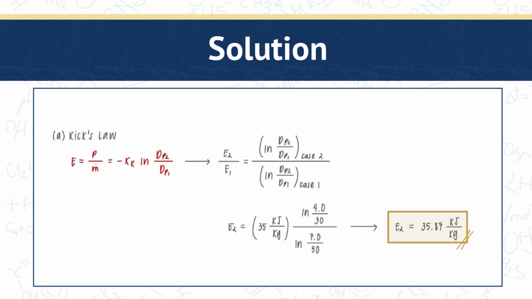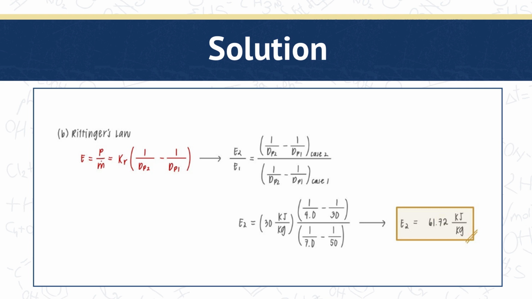Take Kick's law, for example. It is given by this formula. Taking the ratio of energies from case 2 and case 1, the constants cancel out to obtain this equation shown on the slide. We then substitute the values and solve. We arrive at an energy value of 35.87 kilojoules per kilogram.